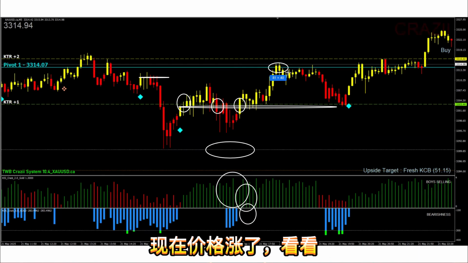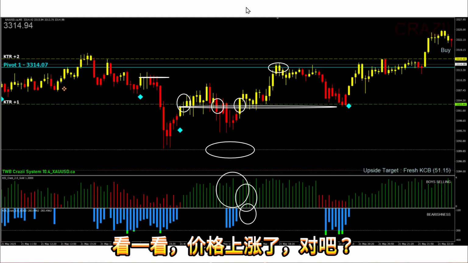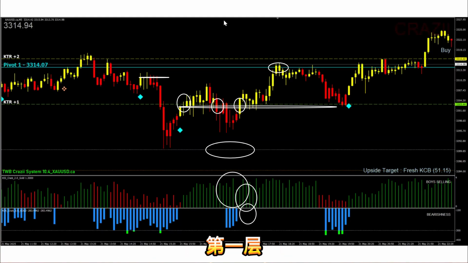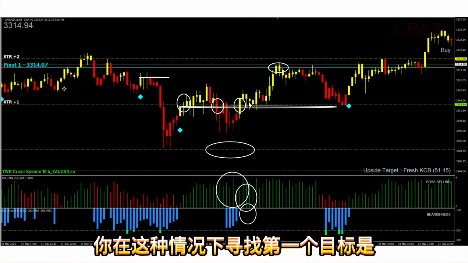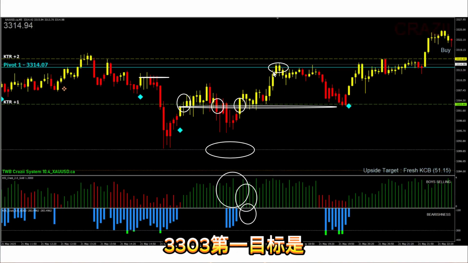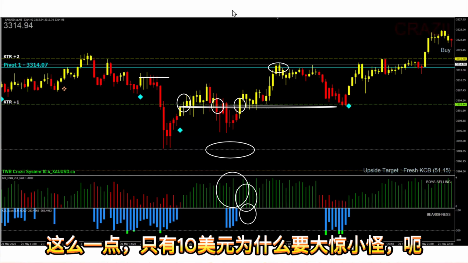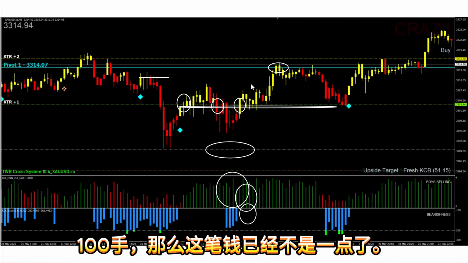Then yes, the price goes up. Now take a look. The price goes up, right? The first level it goes, you look for the first target. In this case itself, 3303, first target is 3314. Now, of course, some say, hey, so little bit only $10, what's the big deal? If you buy a 10 contract, 100 contract, then this money won't be little already, right?